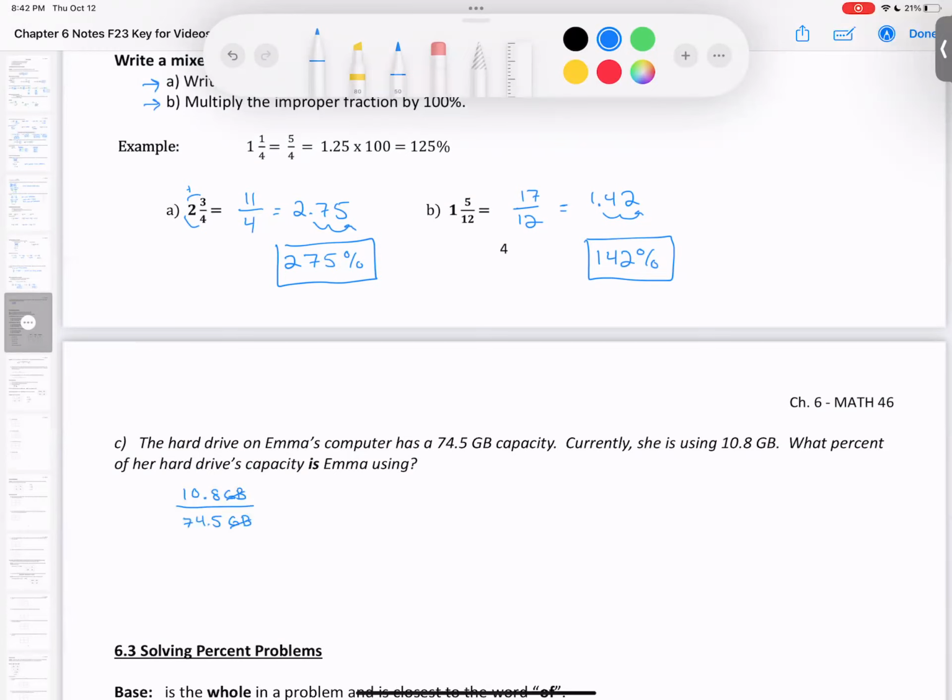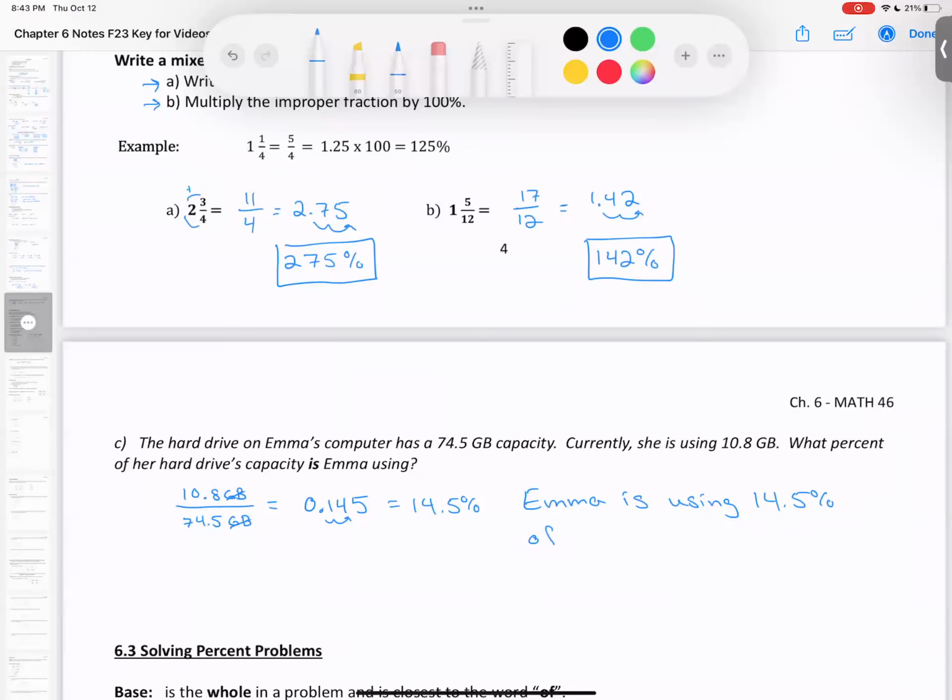So we're looking for the percentage. So what percentage of 74.5 is 10.8? So we're looking for 10.8 over 74.5. So let's start by converting that to a decimal by using our calculators. So 10.8 divided by 74.5, and I get 0.14. I'm going to round to the thousandth here. So 0.145. Now we want to convert that to a percent. So that's going to be 14.5%. So Emma is using 14.5% of her hard drive.